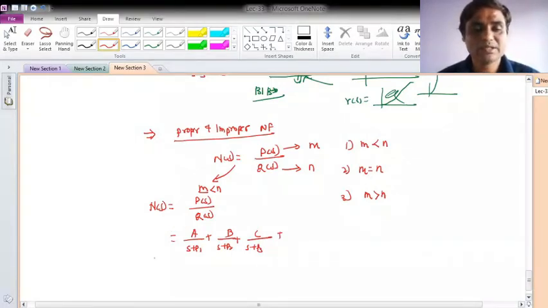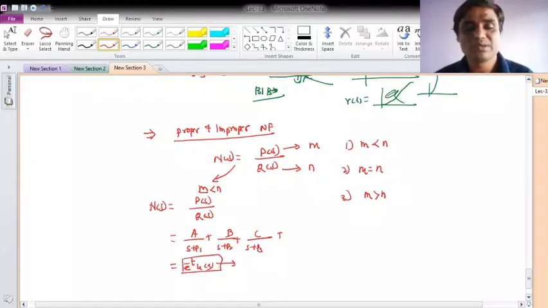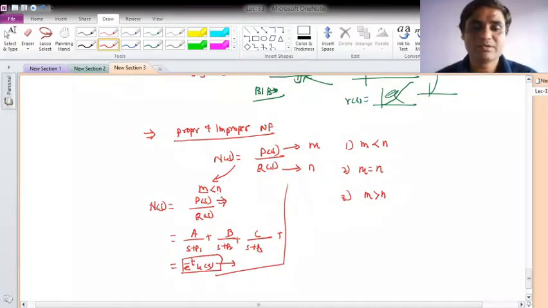Then I will simply get it into exponential forms. I can use the standard inverse Laplace transform pair, and I may get an exponentially decreasing form, or some damped sinusoidal, or sine and cosine. This is the first thing. So if I have this kind of network function, it is called a strictly proper network function.